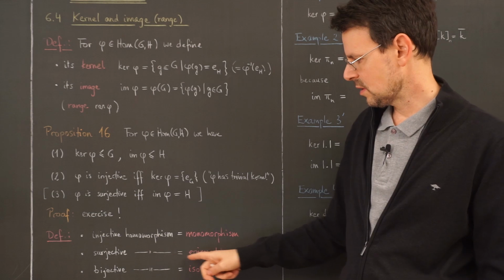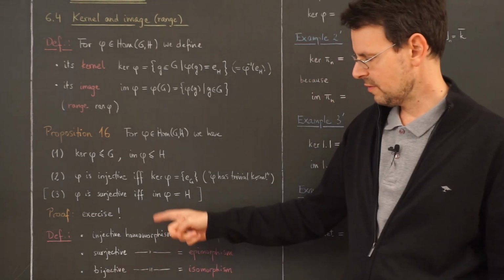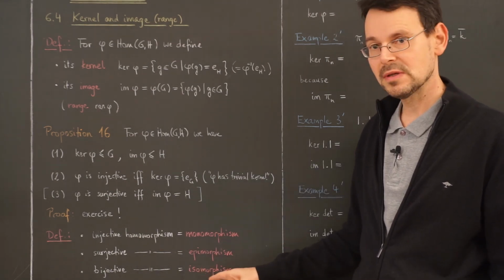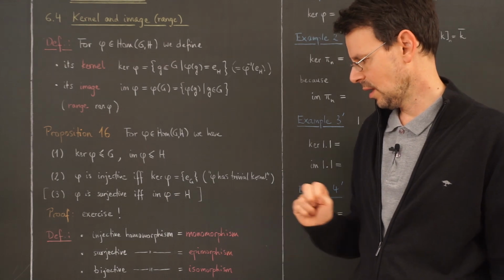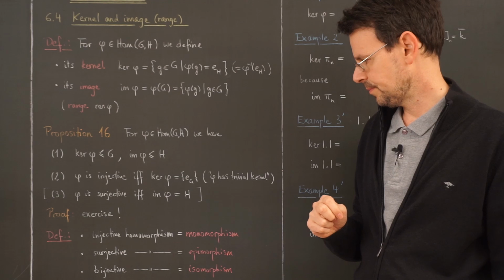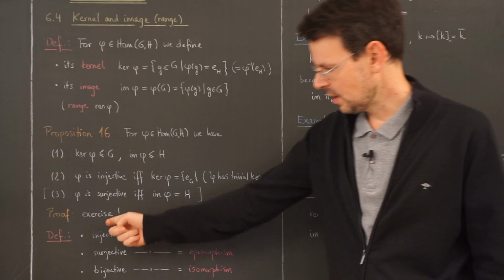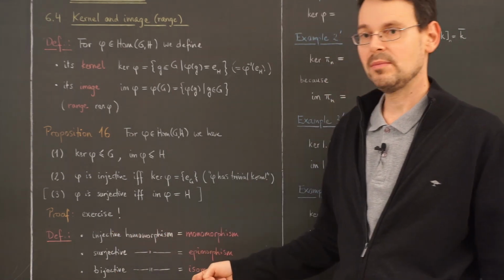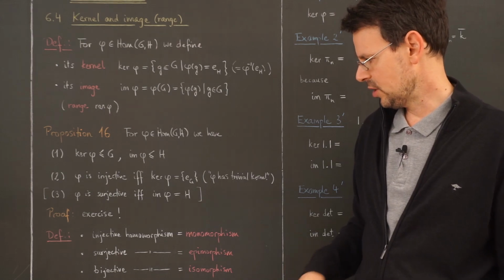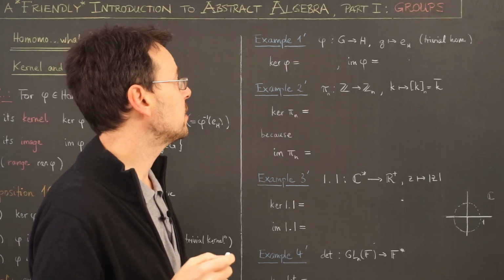A surjective homomorphism is called an epimorphism, and a bijective homomorphism, so both injective and surjective, is called an isomorphism. And this is going to be a very, very important notion for the rest of this course. So get used to these three new words here, but the concepts should already be clear from lesson 12: injective, surjective and bijective. Okay, let's take a look at some examples.